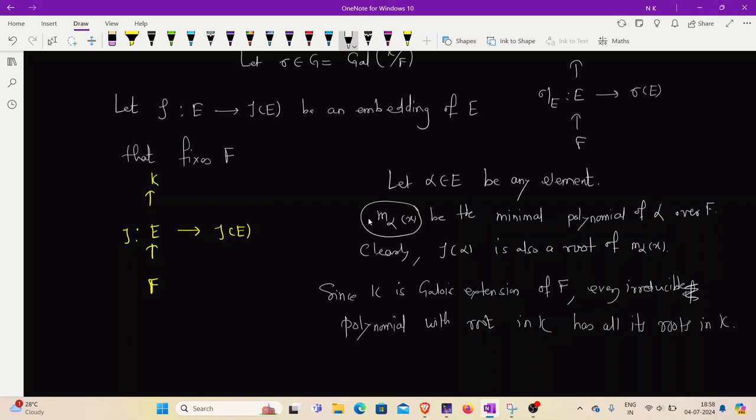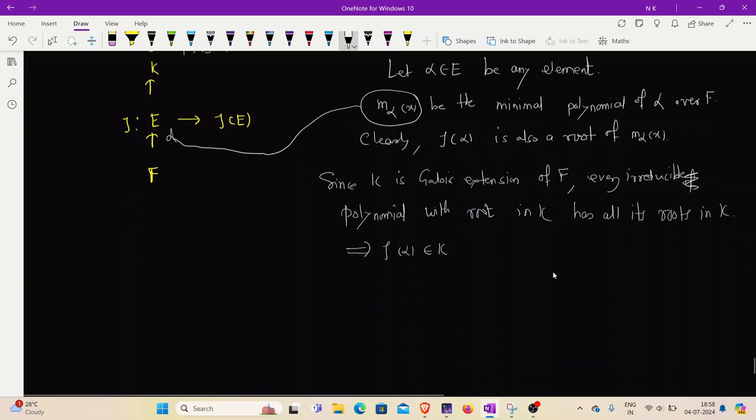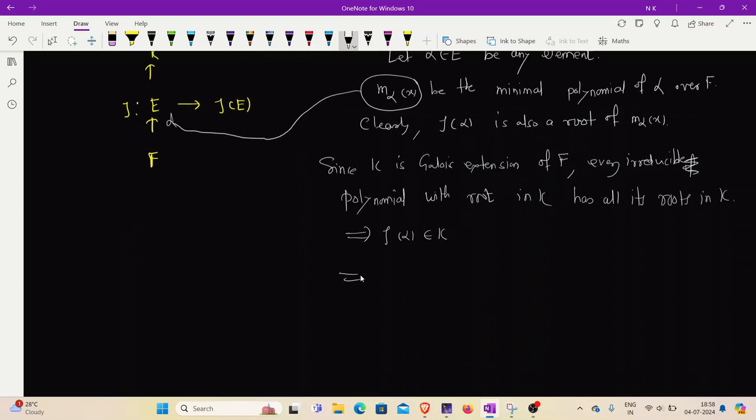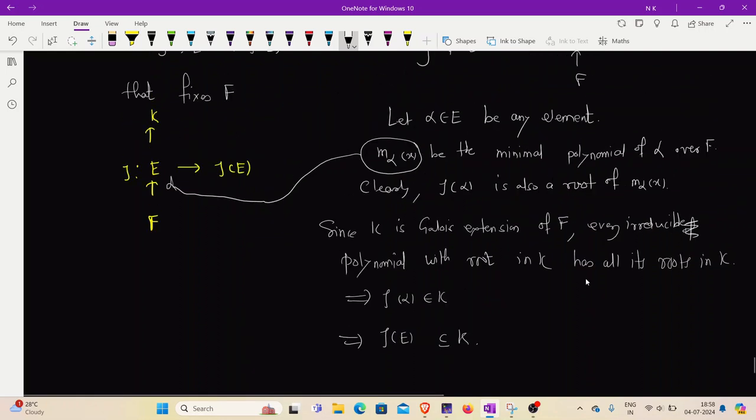One of the roots of m_alpha(x) is alpha, and alpha belongs to E. E is a subset of K, so alpha belongs to K, right? So tau of alpha is also one of the roots, so tau of alpha also belongs to K. So this implies tau of alpha belongs to K, but alpha is a random element of E. So this implies tau of E is a subset of K, right? So let's complete this diagram slowly.